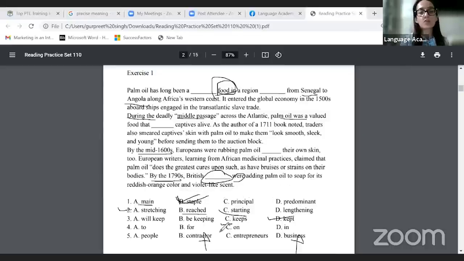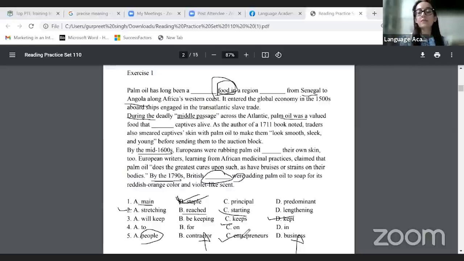So who will make soap? People means even we are people. We don't make soaps. But soaps would be made by someone who is in the business of making soaps. We cannot add oil to soap at our homes. People who make it, who manufacture it, can add the ingredients.